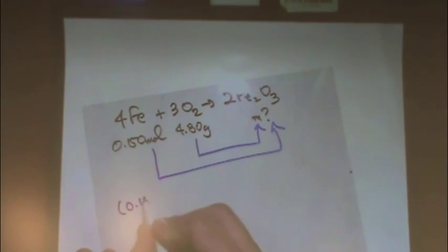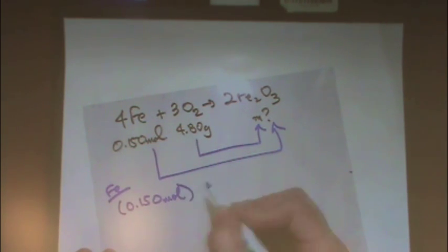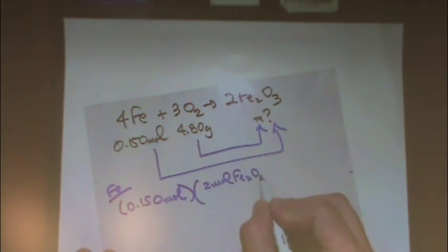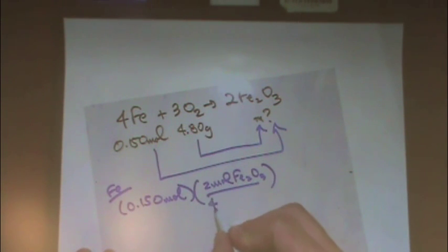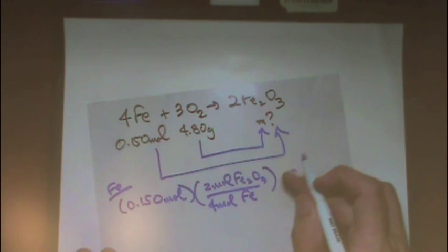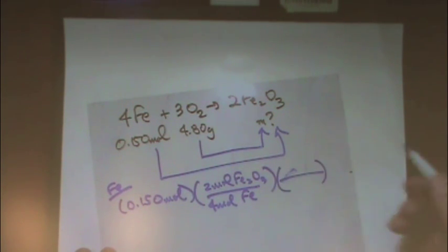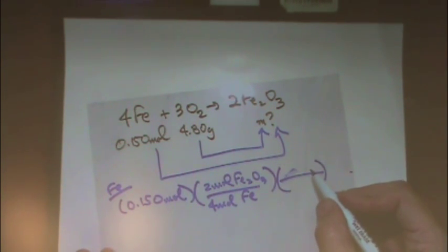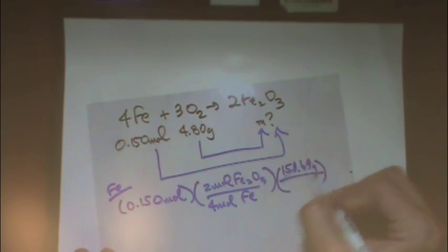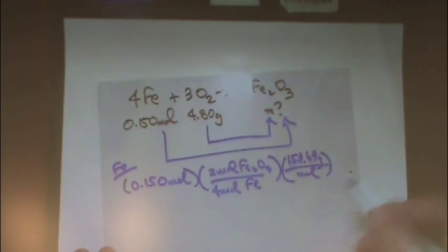So I'll need to go 0. If I start with iron first, 0.150 moles. I know there's 2 moles of the Fe2O3 or the iron 3 oxide for every 4 moles of the iron. And the last step would be the molar mass of this. Let's see if I have that written down anywhere. It is 159.69 grams per mole. Okay, that's with the iron.